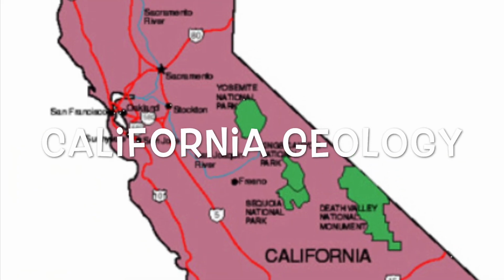Next is going to be California geology. California is on the Pacific and North American plates. Before 225 million years ago, most of California was either on an oceanic plate or did not exist. The 3 tectonic plates that shaped California's geological history are the North American, Pacific, and Farallon plates.